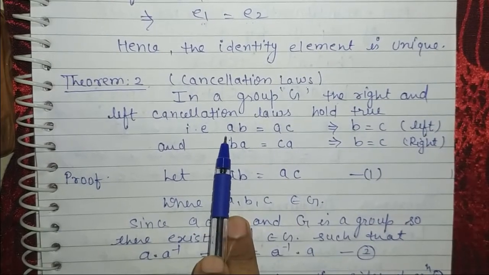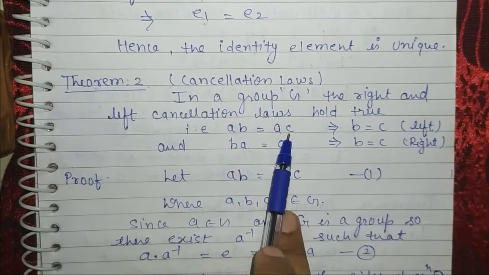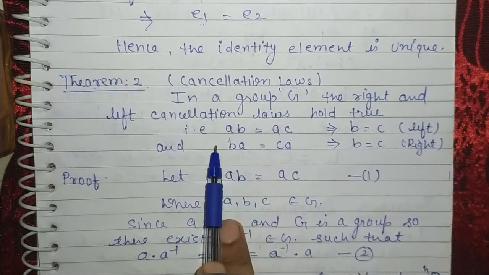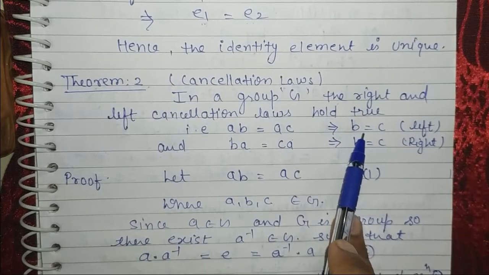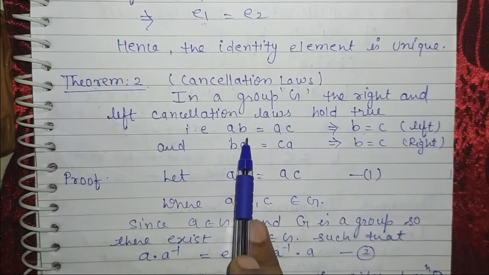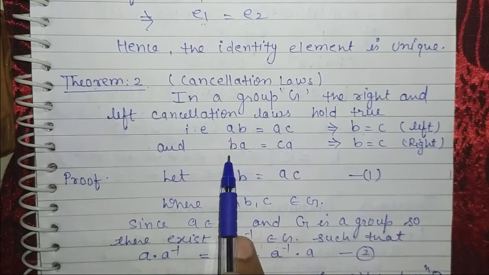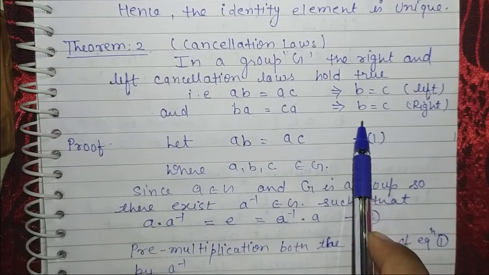This is our left cancellation law: AB is equal to AC. If AB is equal to AC, then by the left cancellation law, A cancels and it gives B equal to C. But if BA is equal to CA, it means the right cancellation, where the right side A cancels, and it gives the value B equal to C. How can we prove this result?